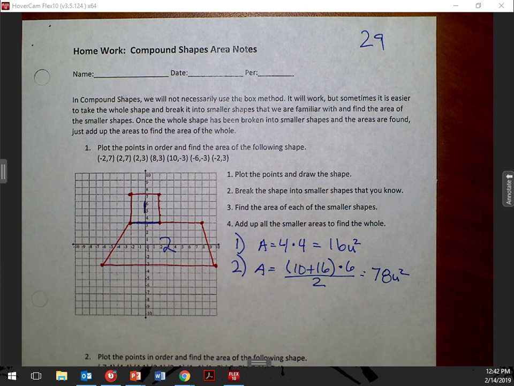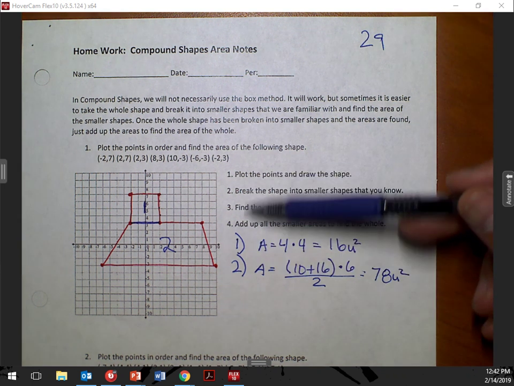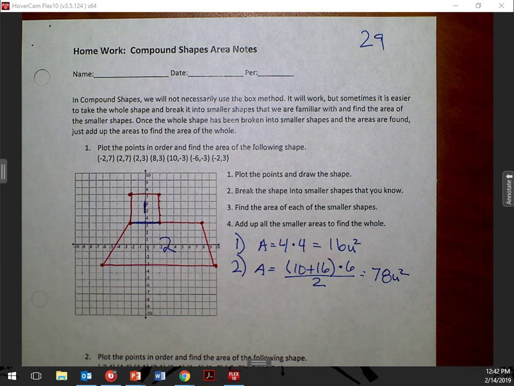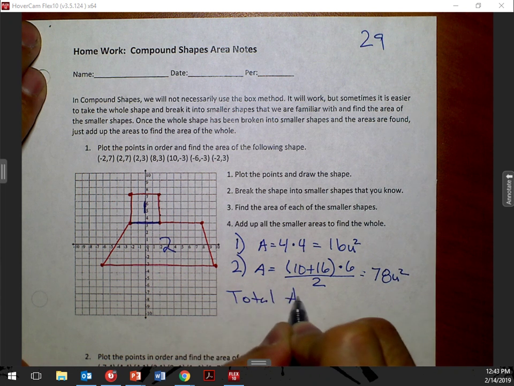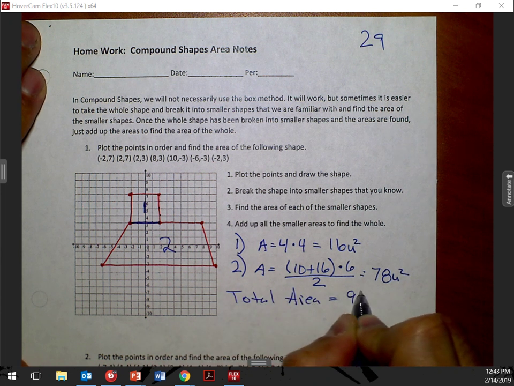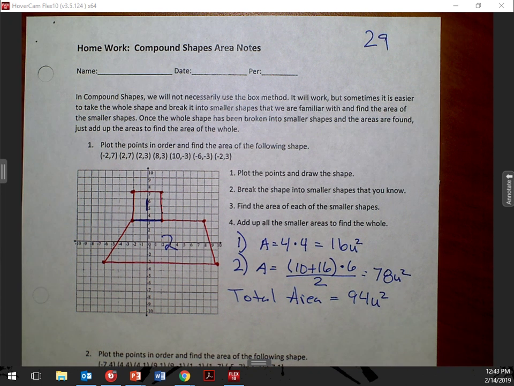Okay, now, what's the next step do I do? Add them together, right? Look, steps are right there. I need to add those together. Add up the smaller areas to find the whole. So it's going to be 16 plus 78. I get what? 94. 94 units squared. Not bad, right? Does this seem pretty easy still? Just the act of actually putting it together.